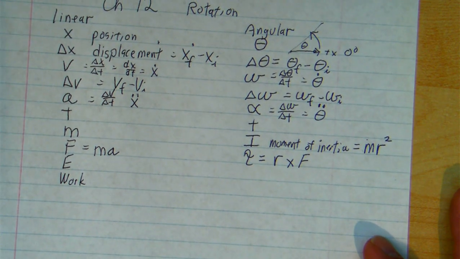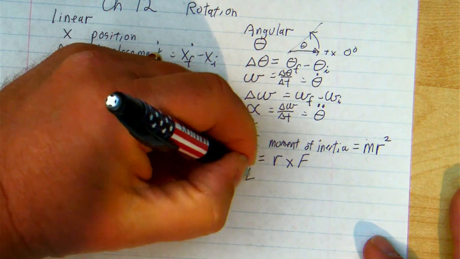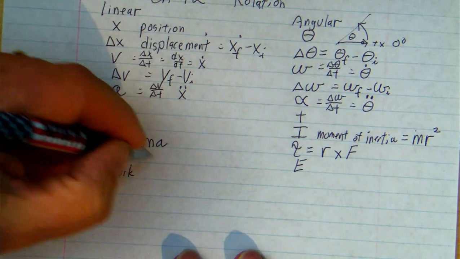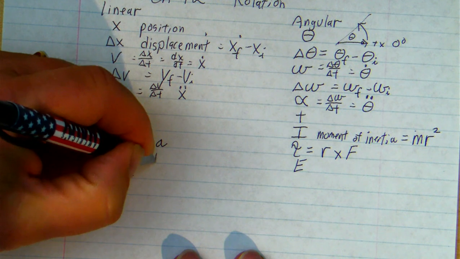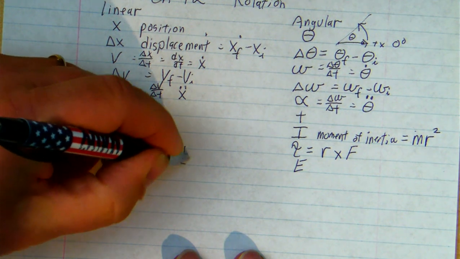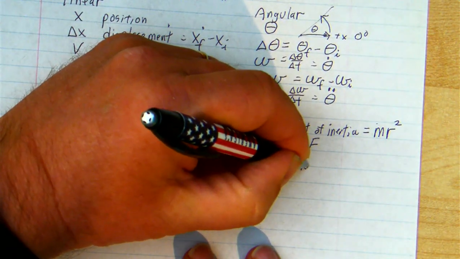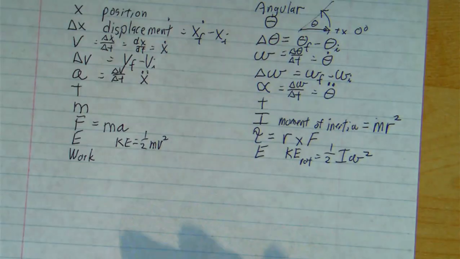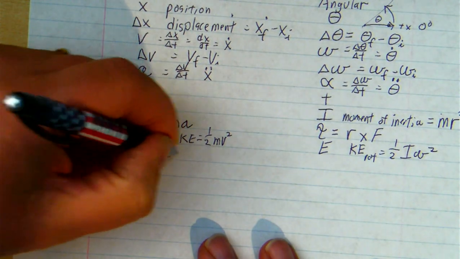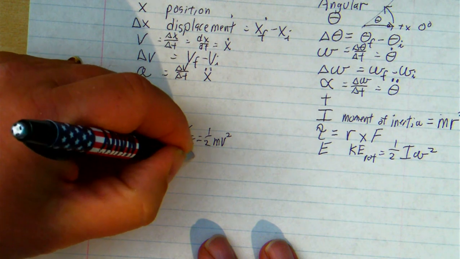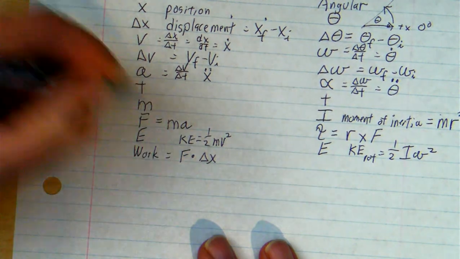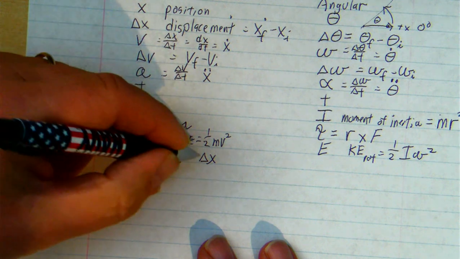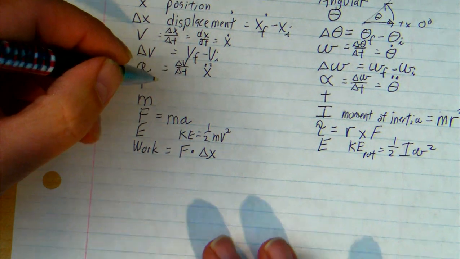The angular equivalent of energy is still energy. Now, as a subset, we have kinetic energy was 1/2 mv squared. We do have something called rotational kinetic energy, and that is 1/2 I omega squared. Yeah. And then what was work? Work was the dot product of force and displacement in one dimension, or F dot delta R in 2 or 3 dimensions.